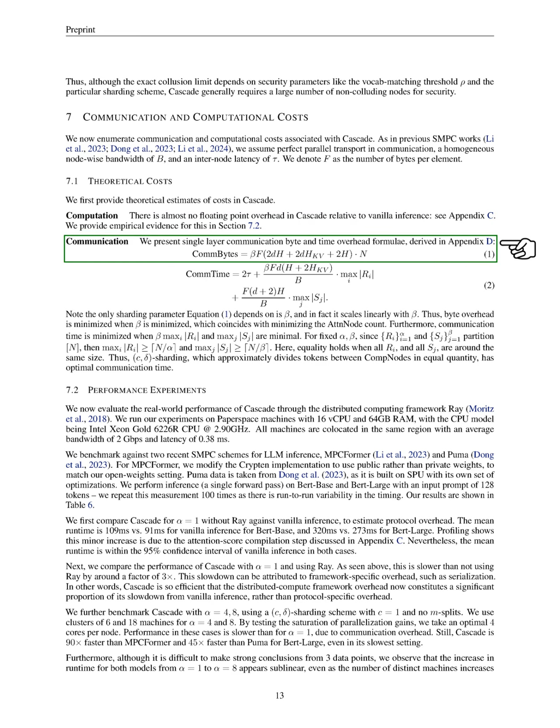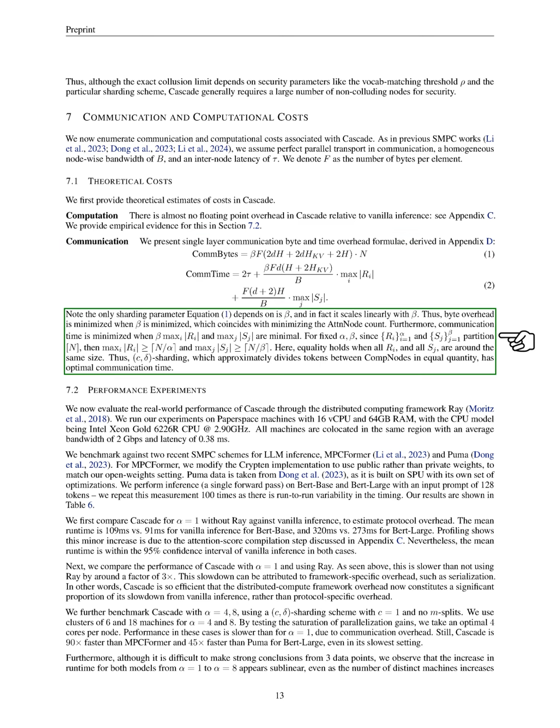Regarding communication, we derive formulas for the byte and time overhead, noting that the only sharding parameter affecting this is beta, which scales linearly with it. Therefore, minimizing beta, which also reduces the number of ATN nodes, minimizes byte overhead. Communication time is also reduced when the maximum sizes of certain partitions are minimized. When we divide tokens evenly among comp nodes, we achieve optimal communication time.